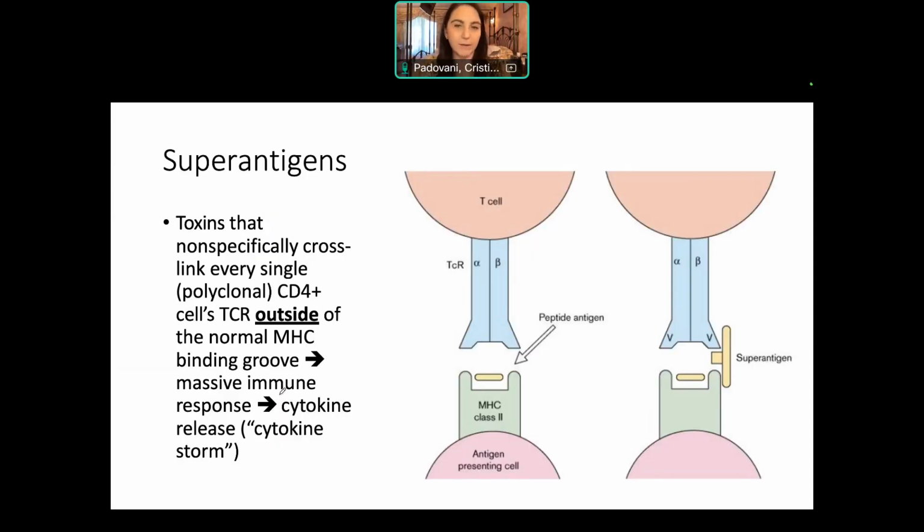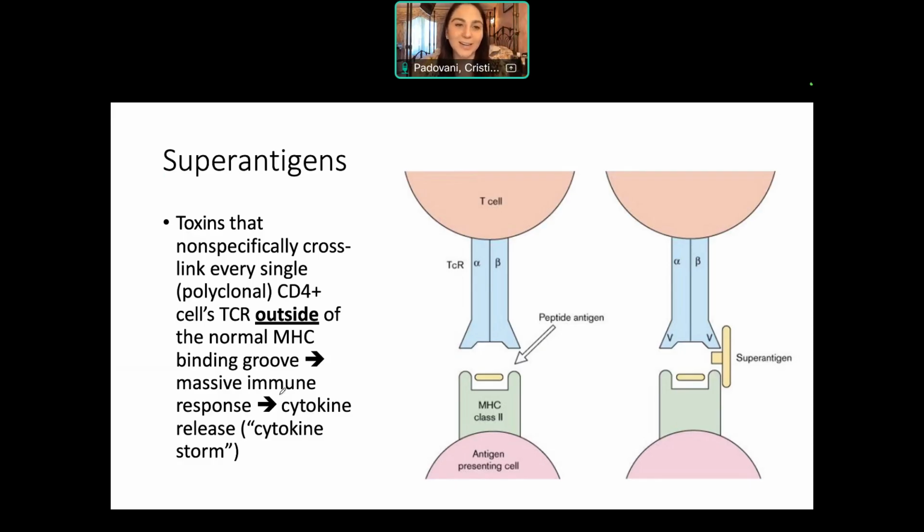Super antigens, my favorite. You guys are going to get so many questions on super antigens. So hopefully this will make sense, okay? There are two very important super antigens to know at this level. One's from staph, one's from strep. But I want to talk about what super antigens are first.